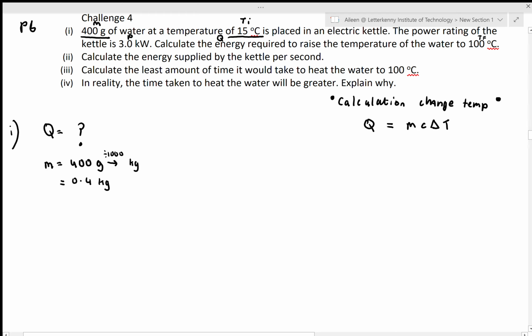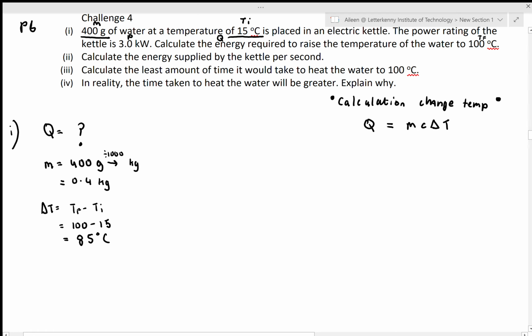We need to find our change in temperature. So our initial temperature is 15 and our final temperature is 100. So to find the change in temperature, we take these values from each other. Now remember that your change in temperature must always be a positive value. So it's always the smaller value from the bigger value. So in our case, the change in temperature is 85 degrees.